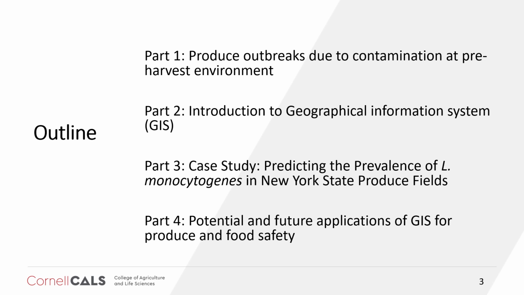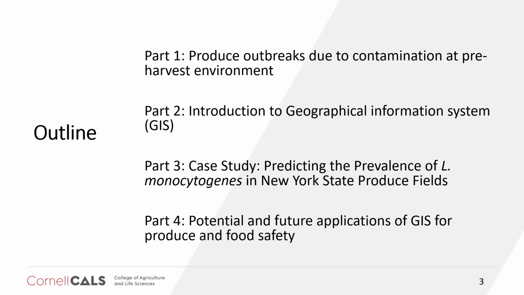This lecture will be divided into 4 parts. At part 1, we will talk about a few of recent foodborne outbreaks associated with fresh produce due to contamination at pre-harvest environment. This is to help us understand why controlling pathogen at pre-harvest level is important. In part 2, we'll talk about Geographic Information System, also known as GIS, understanding what its components are and what the typical data processing techniques used in GIS are. This will help us understand how we can use the input from GIS to build our model later.